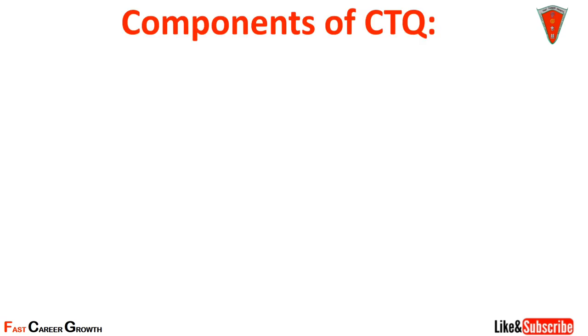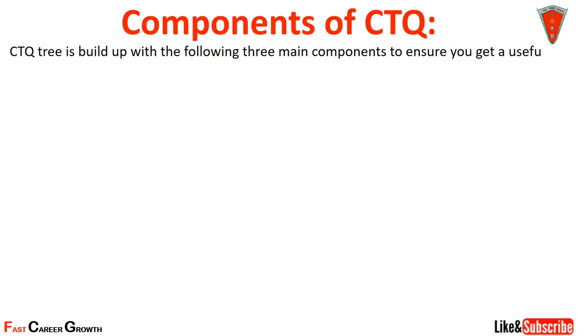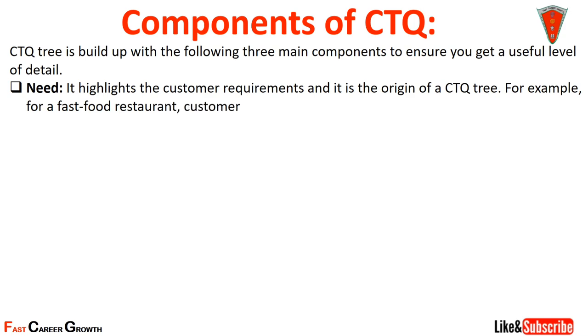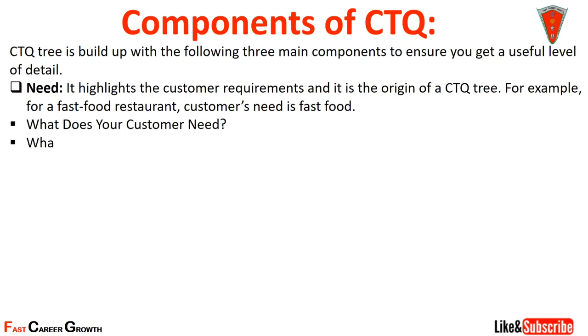What are the components of CTQ? The CTQ tree is built up with the following three main components to ensure you get a useful level of detail: need, driver, and requirement. Need highlights the customer requirements and is the origin of the CTQ tree. For example, for a fast food restaurant, the customer's need is fast food. So here, what does your customer need? What does your product have to do or give to your customer?